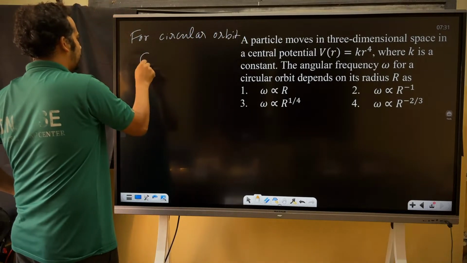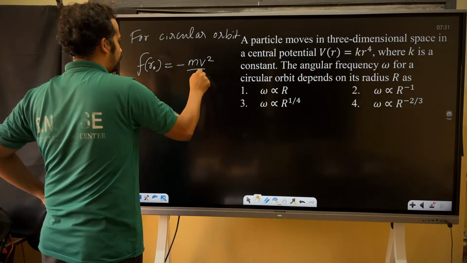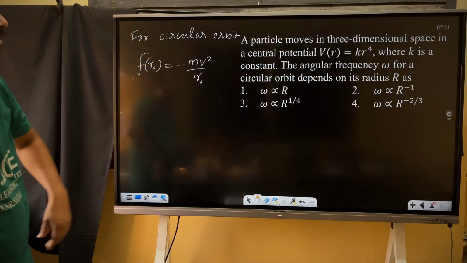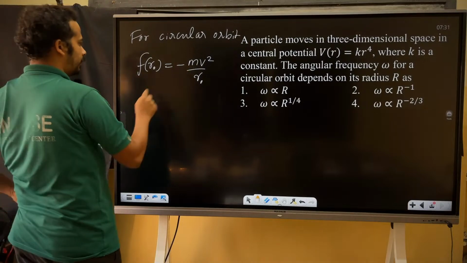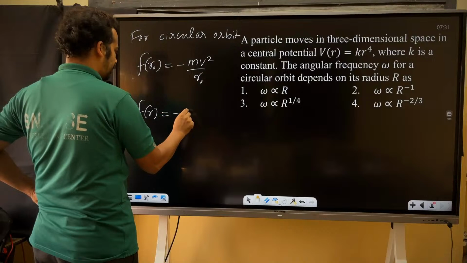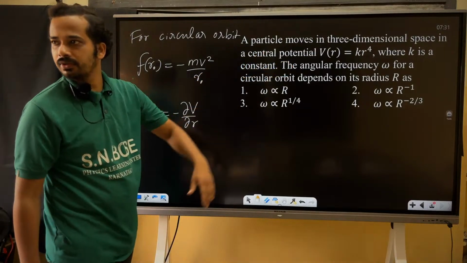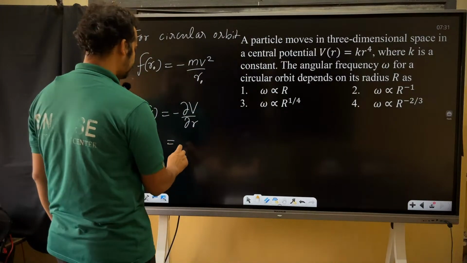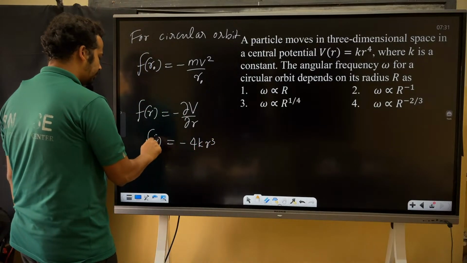For circular orbit, we wrote one equation: f of r naught is equal to minus m v square by r naught. r naught is the radius of the circle, but he took capital R over there. First, we need to find f of r. What is f of r? Minus dou V by dou r. Actually it's a negative gradient, but it depends only on one coordinate. So f of r is minus 4k r cube.